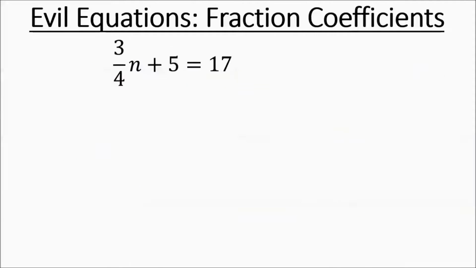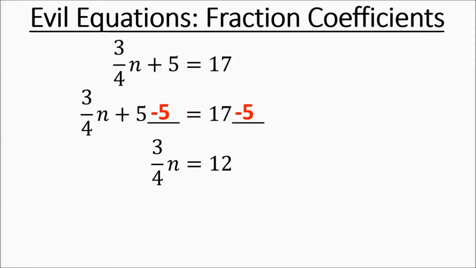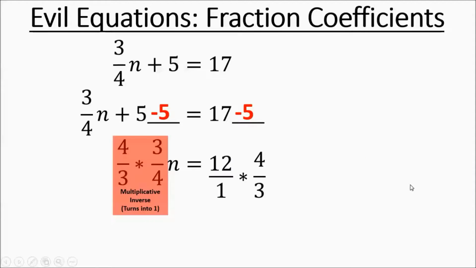So let's try this. We've got 3/4 of n plus 5 equaling 17. Well, just like what we would do before, we still get rid of the constant first. So I'm going to subtract 5 from both sides. Now we have our 3/4 coefficient that we want to get rid of. We're going to multiply it by 4/3, both sides. And I'm going to put that 12 over 1. This gets canceled out, turns into a 1n.